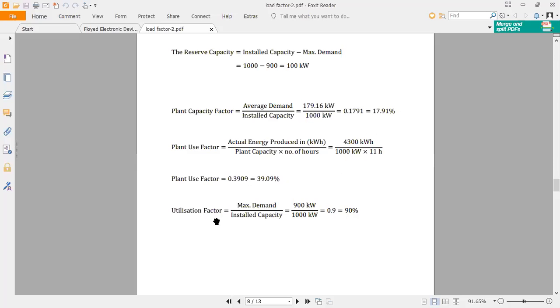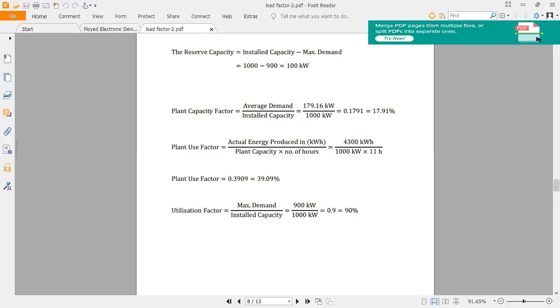Now the utilization factor: maximum demand is 900 kilowatt and installed capacity is 1000 kilowatt. Dividing both, we get 0.9, and multiplying by 100 gives a 90% utilization factor. Up till now, we have found all the things. Please see this, and if you have any query, please discuss.